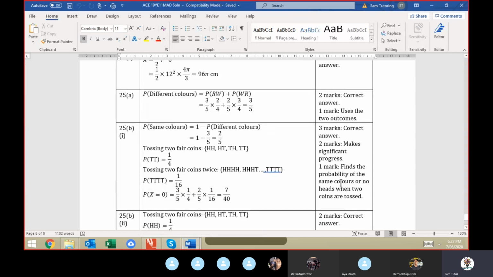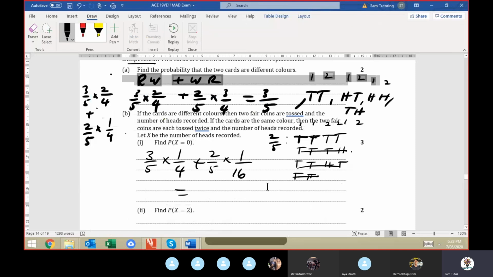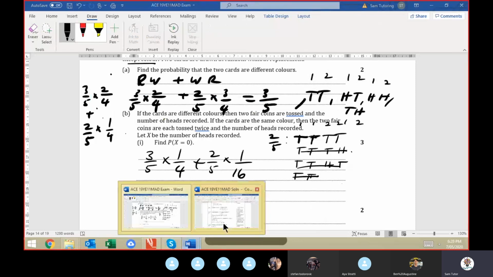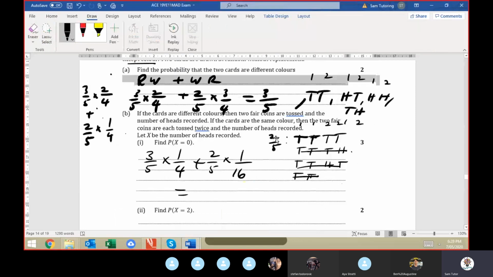I mean, here, at least you get a marking guideline that tells you what you're getting your marks for. 1 mark, the probability of the same color or no heads. So even if you got 2 out of 5, which is the first thing I did, you get 1 mark for that. 2 marks makes significant progress. Significant progress is really hard to work out what that means, but I would say significant progress is at least showing you understood 0 heads means tails, tails, just all tails, at least. And then, 3rd mark to get the correct answer. What was the answer again? 7 out of 40.